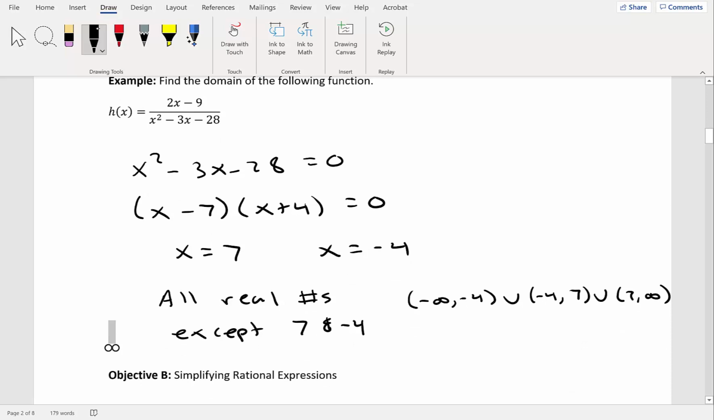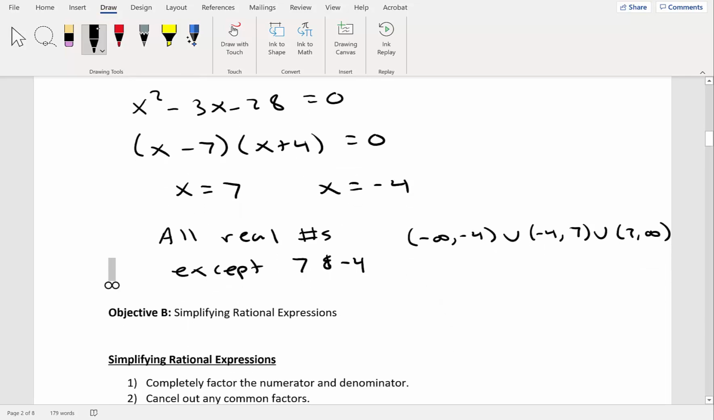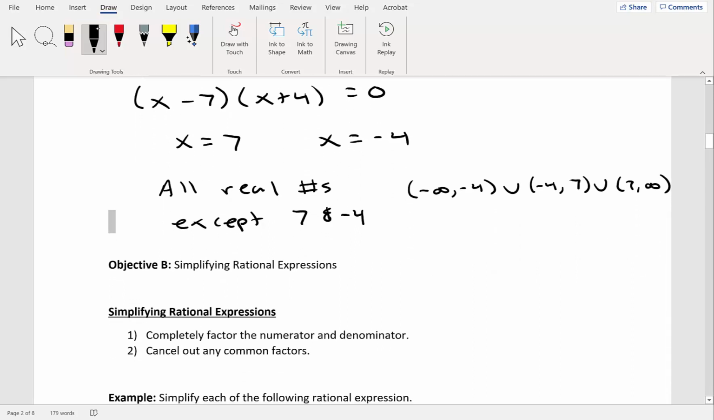Okay. Now let's take a look at simplifying rational expressions. What we're going to be doing is simplifying fractions. In order to simplify these rational expressions, you're going to completely factor the numerator and denominator. Then you cancel out any common factors.